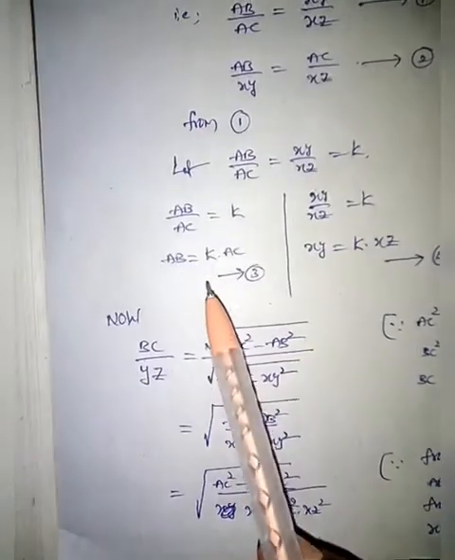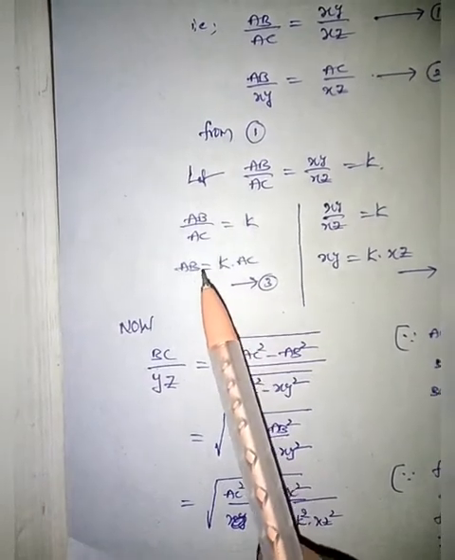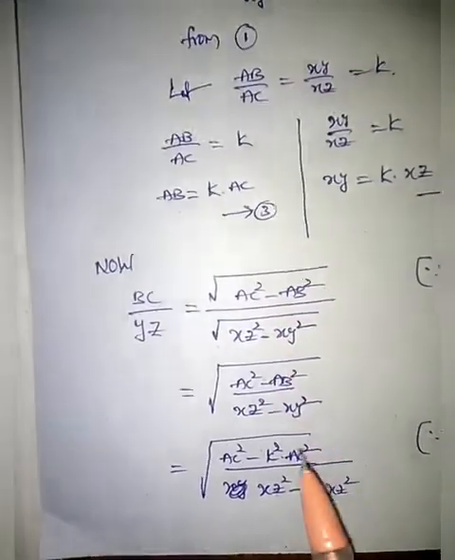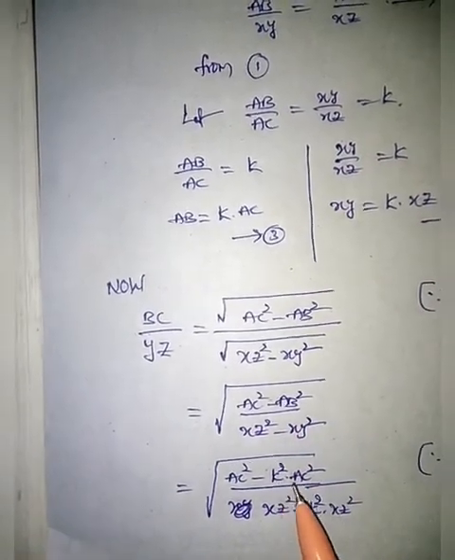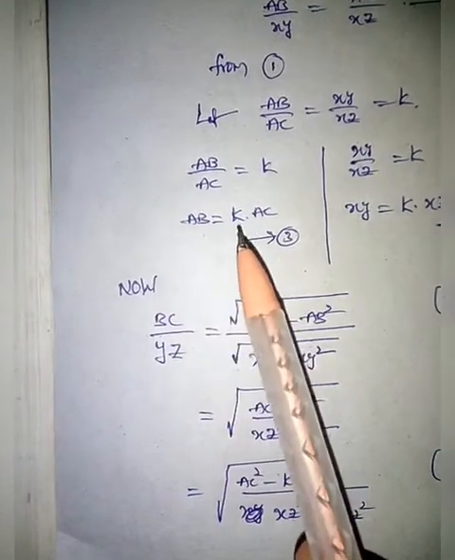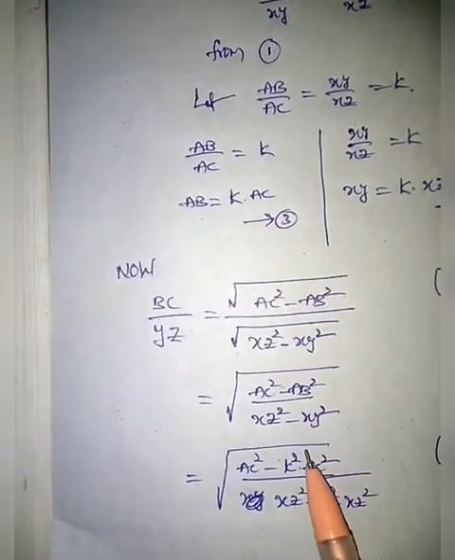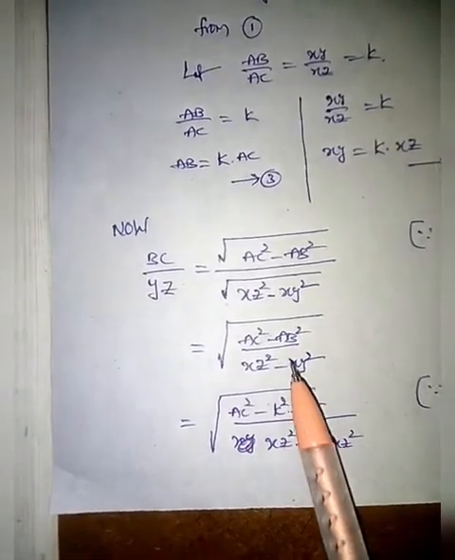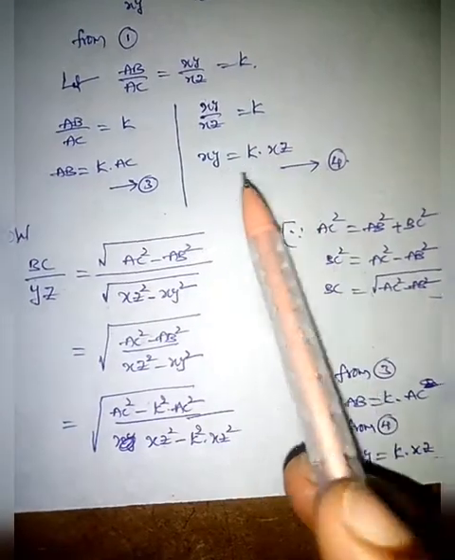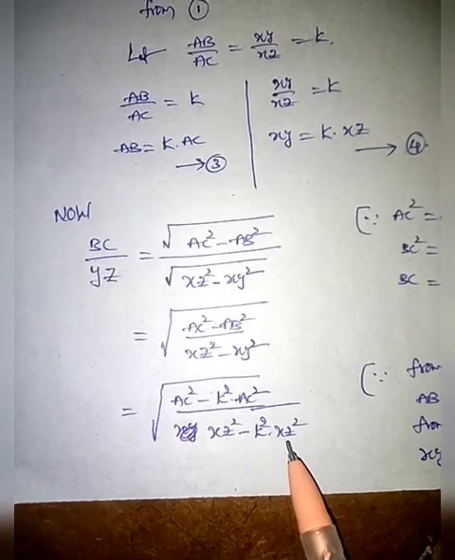Now watch equation 3, AB equals K into AC. So in place of AB we can write K into AC, and write AC square as it is. In place of AB square, we can write K square into AC square, because AB is K into AC; squaring gives K square into AC square. I wrote XZ square as it is. In place of XY square, look at equation 4, XY equals K into XZ, so we can write K square into XZ square.